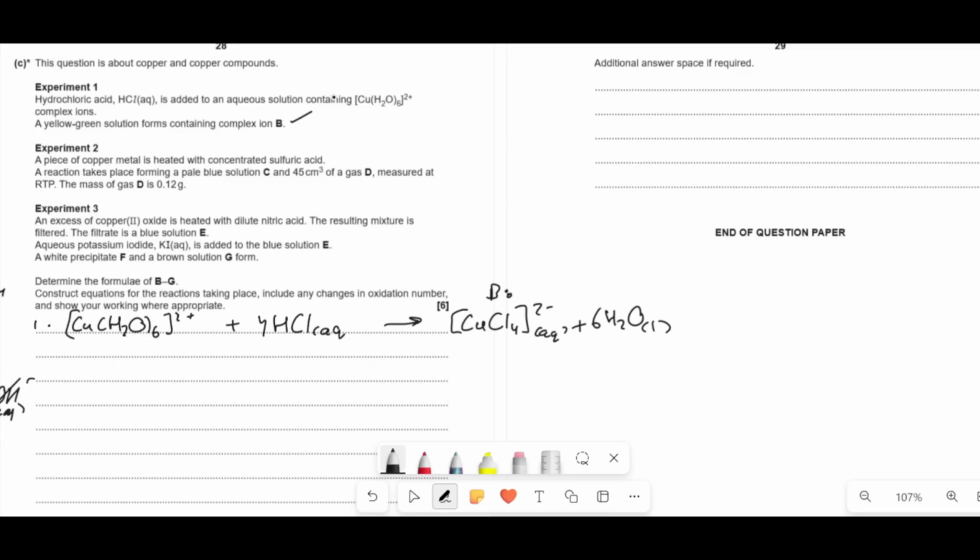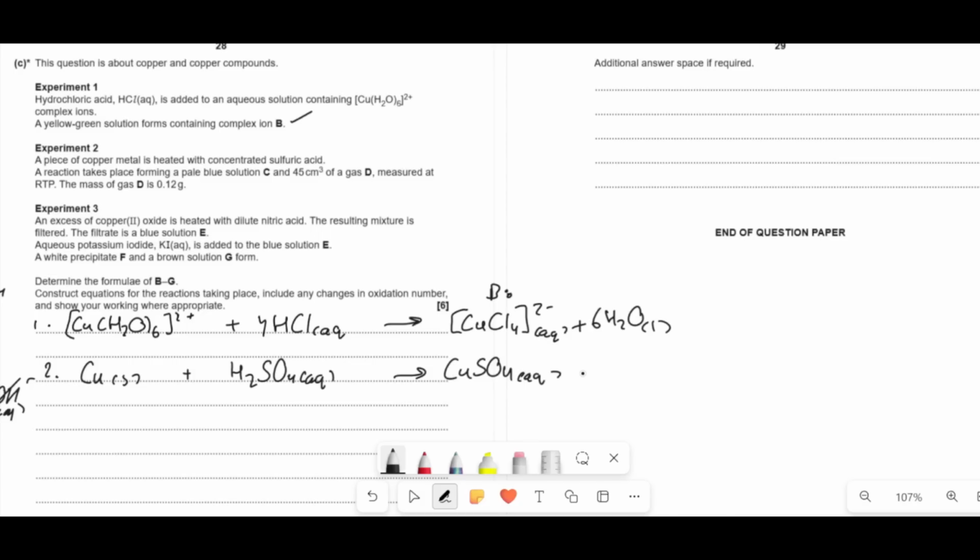The next one says, a piece of copper metal is heated with concentrated sulfuric acid, and a reaction takes place where you get a pale blue solution C and then this much gas D measured at this temperature, and the mass of the gas is that. So, again, look at the question. The question has objectively told us that we're reacting a solid copper, a piece of copper metal, with concentrated sulfuric acid. The question's told you, so you're making a pale blue solution, so that means you've got Cu2 plus ions here. So that means you're going to have CuSO4, right? Aqueous. So that's fine. But we need to now look at what else we're making.